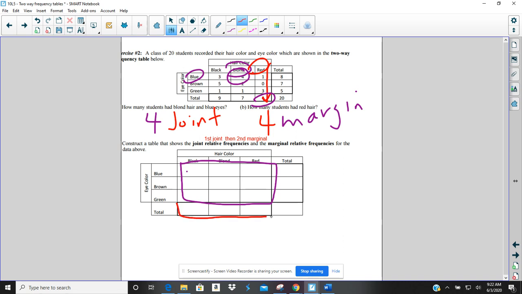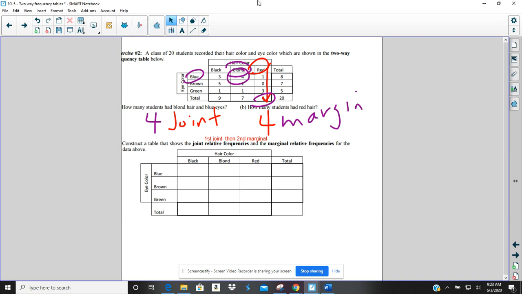Marginal is going to be, as we know it from English class, the margins. So the marginal frequencies are going to be on the outside. In this particular question, there's really not much we have to worry about as far as joint and marginal, because we're going to be doing the same math for both of them. But they want us to fill in the joint first, and then the marginal. So easy enough. This isn't hard at all.